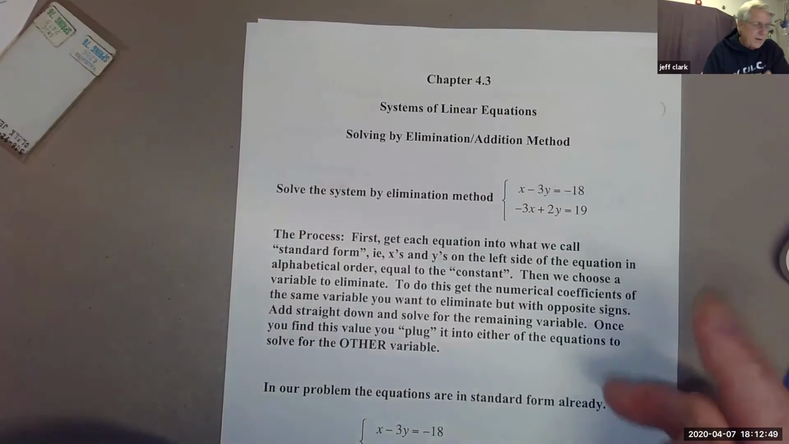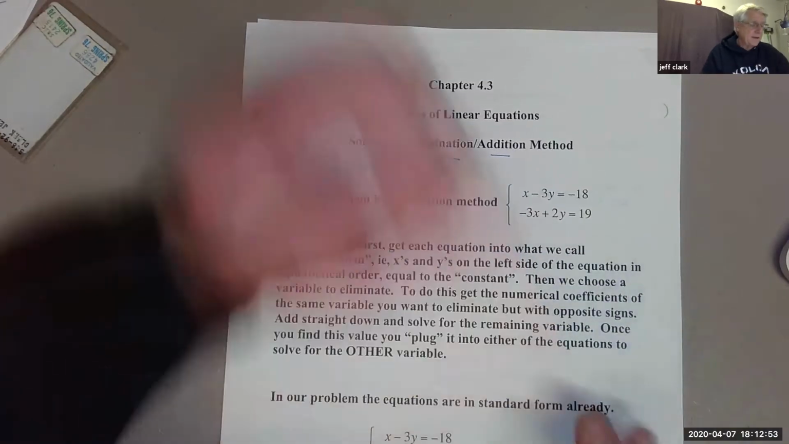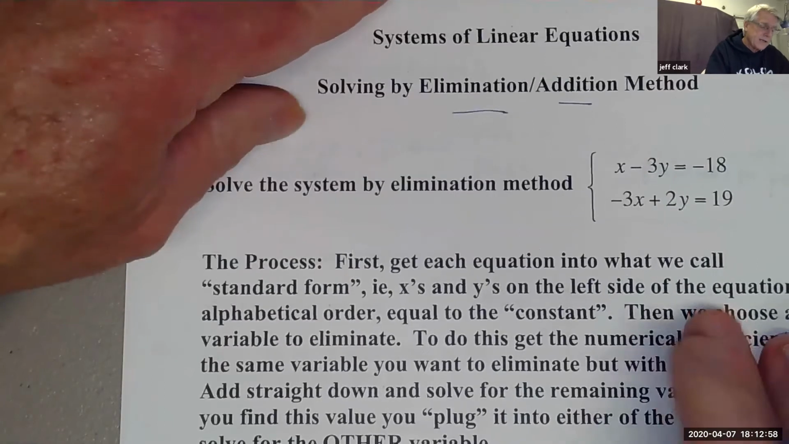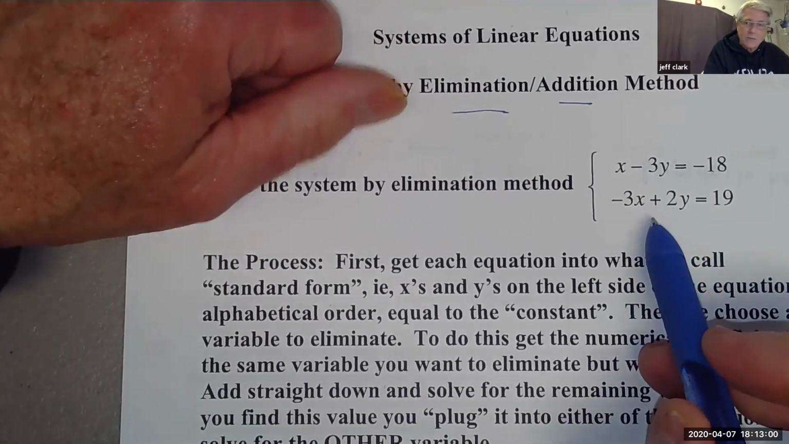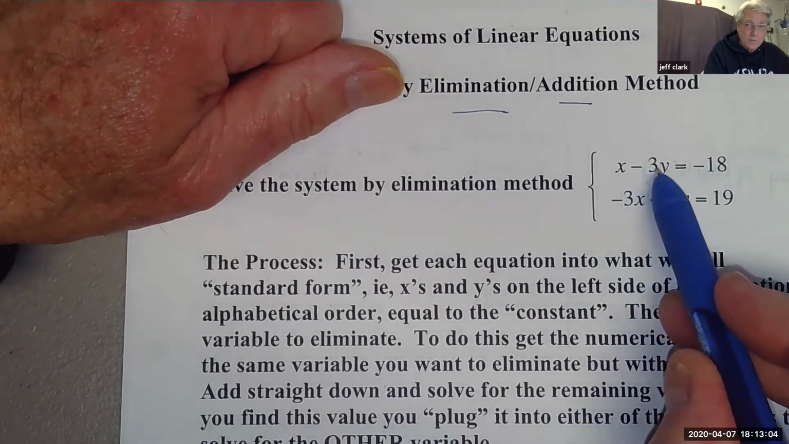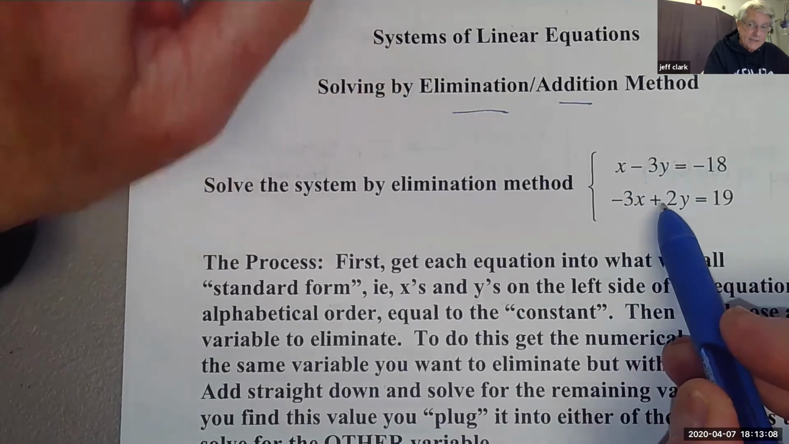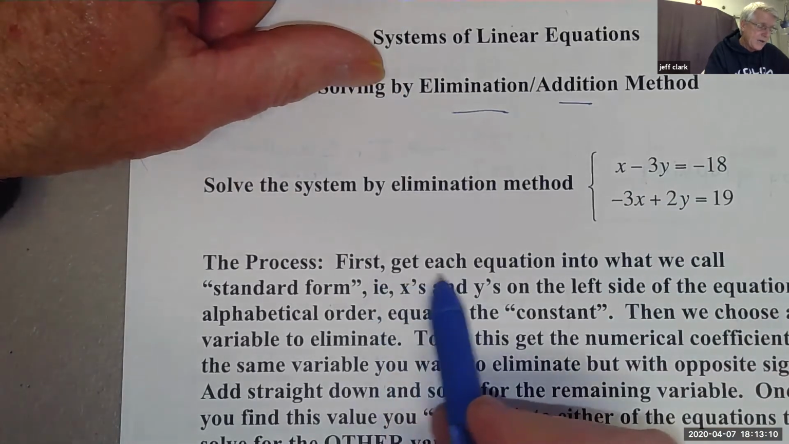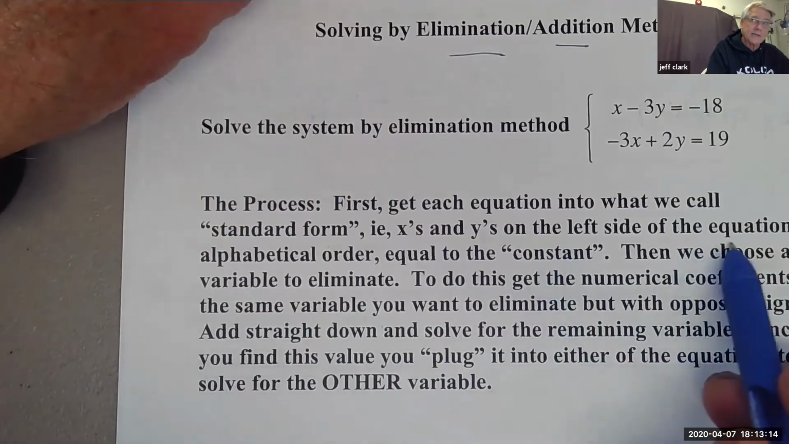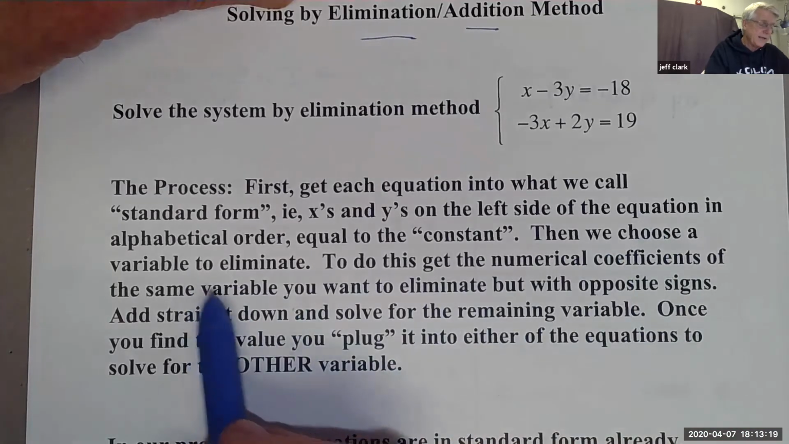So in 4.3, as I said, we're doing elimination. Sometimes we call it the addition method. If we look at this set of equations, both of these are in what's called standard form, because the x's and y's are on the same side of the equal sign on both of them. That's the first thing: get each equation in standard form, x's and y's on the left side of the equal sign. Then we choose one of the variables to eliminate.